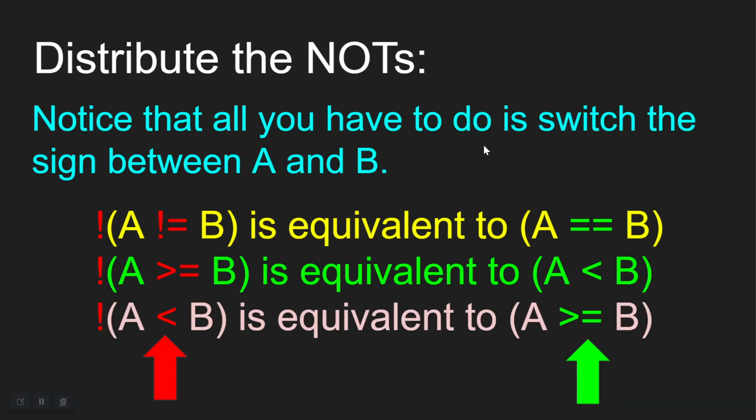Notice again, all you have to do is switch the sign between A and B in order to make these equivalent expressions. So not (A is not equal to B) is equivalent to A is equal to B. All we did is flip that to become that. Not (A is greater than or equal to B), we just take this and we flip it, and again, A is less than B. Finally, not (A is less than B), we just take this part right here, we flip it, and we put it over here. It's equivalent to A is greater than or equal to B. So that's how you distribute the nots.